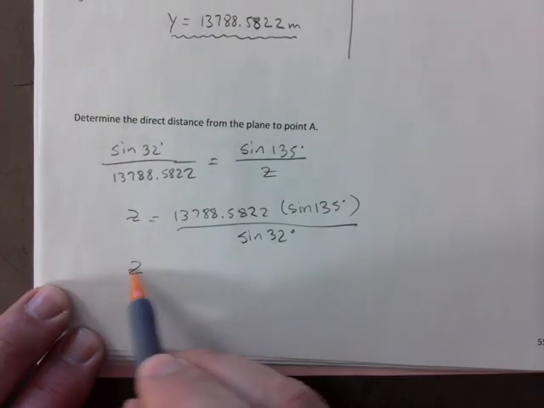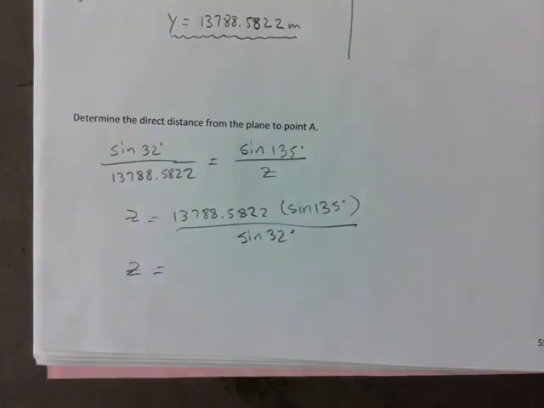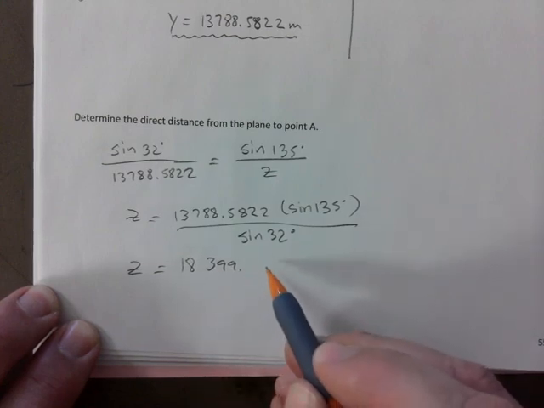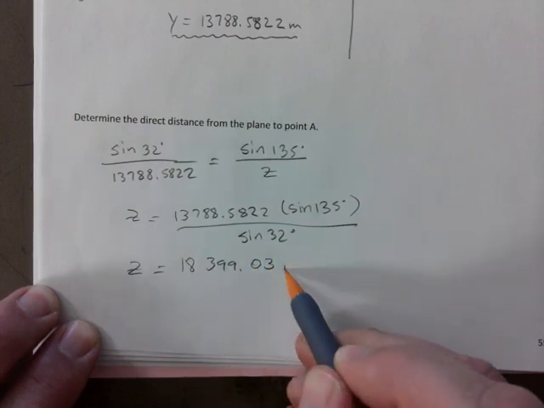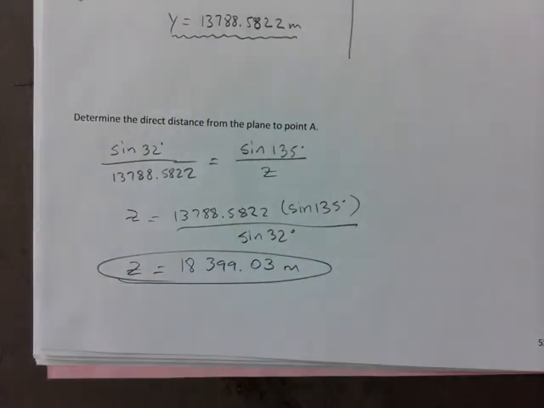Z is, if you cross multiply and divide, divided by sine of 32, 18,399.03 meters, which is to be expected because 135 is the largest angle. You expect the longest side to be across from it. All right. And now it's going to be AC time.